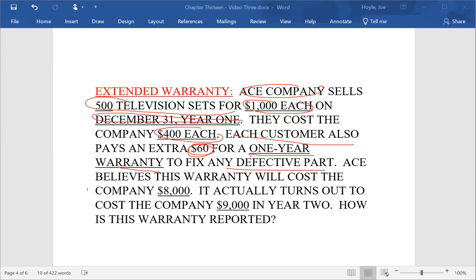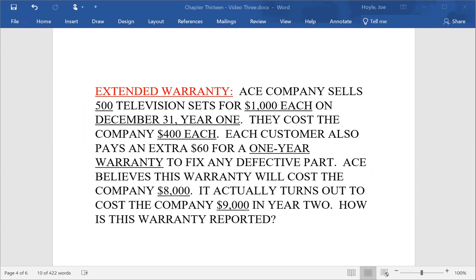They sold an extended warranty to the customers for $60. Ace still believes the cost will be $8,000, but it turns out to be $9,000. So this case is different because it's not a free embedded warranty. It's an extended warranty that you must pay for. So this is going to be viewed as a sales transaction.